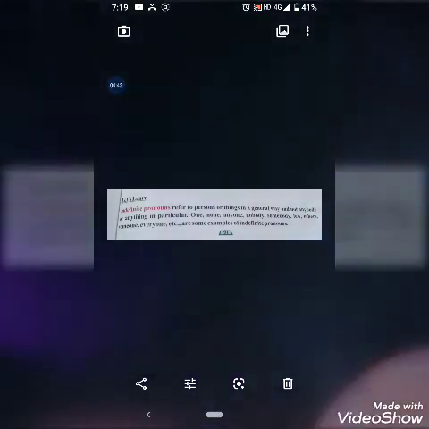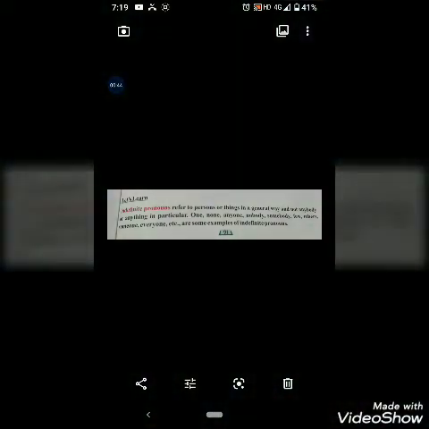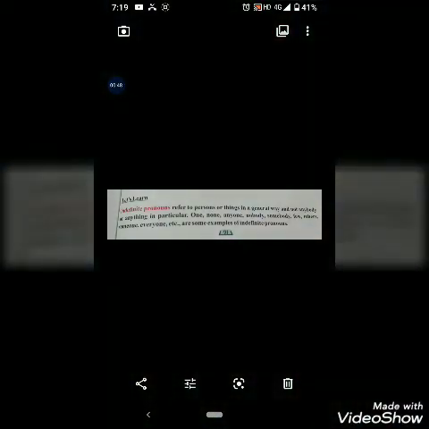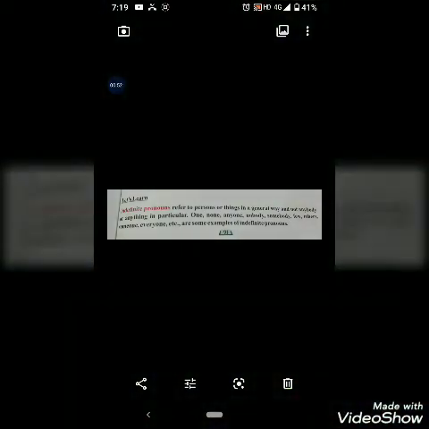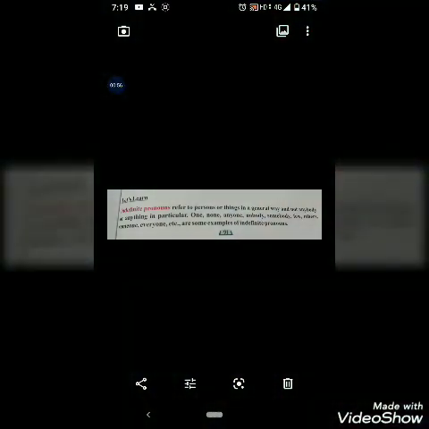Means indefinite pronouns are the pronouns in which we talk about general things and persons in common. We do not point out a particular person or a thing. Like somebody can be anyone. Anyone can be anyone. Wo koi bhi ho sakta hai. Okay.